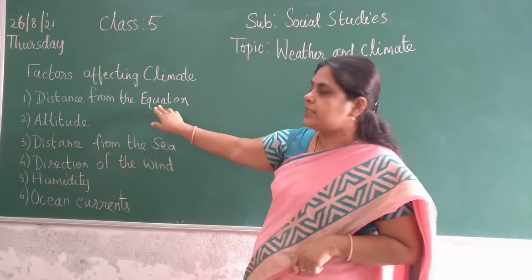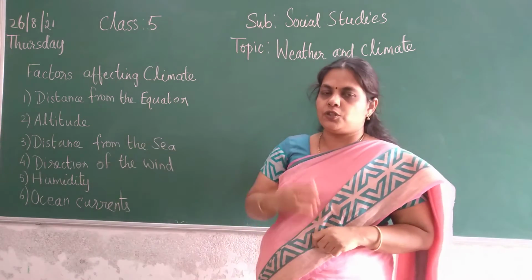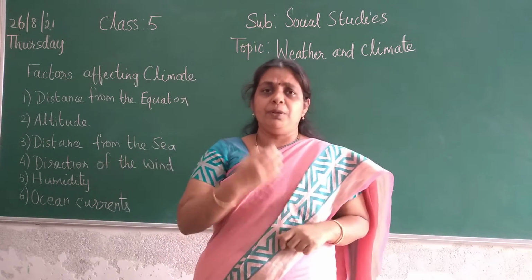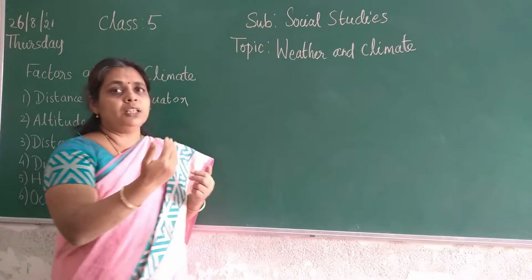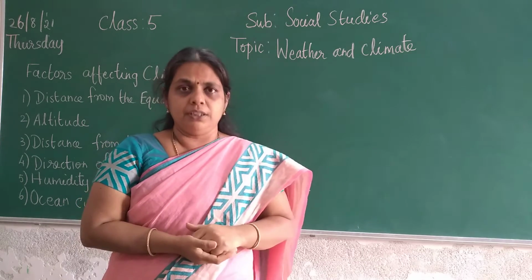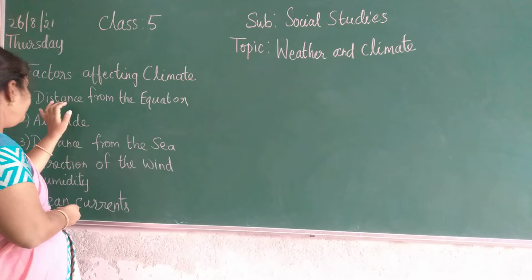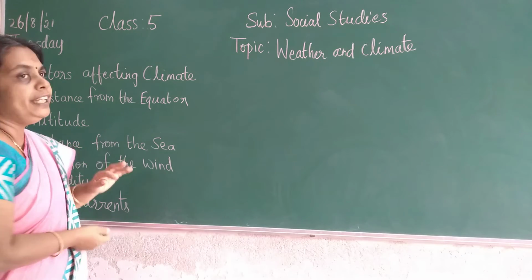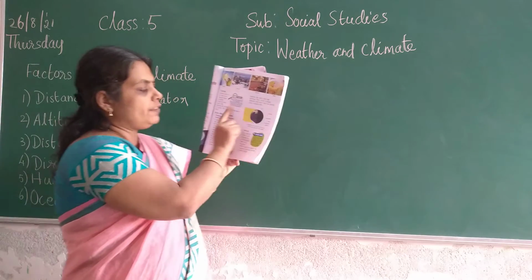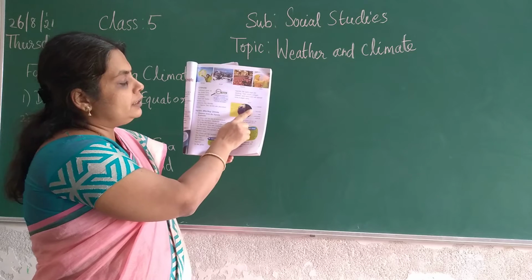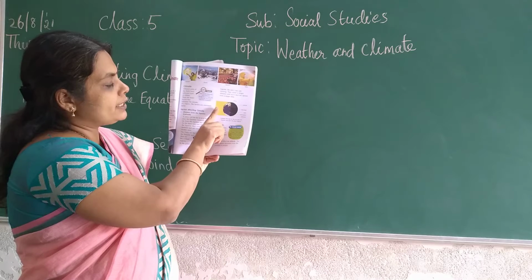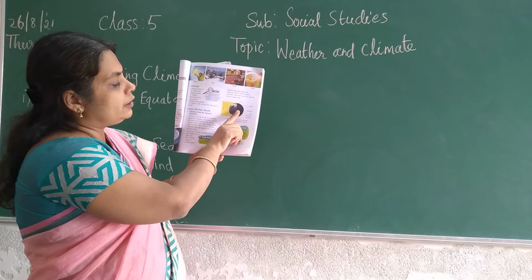The first one is distance from the equator children. You could have observed the globe or the earth picture. I have shown you the globe children, how the sun's rays fall on the earth and how they spread over the earth. For the point distance from the equator, I will show you in the textbook. See, imagine children, the earth is rotating like this. The yellow color part is the sun's rays falling on the earth.